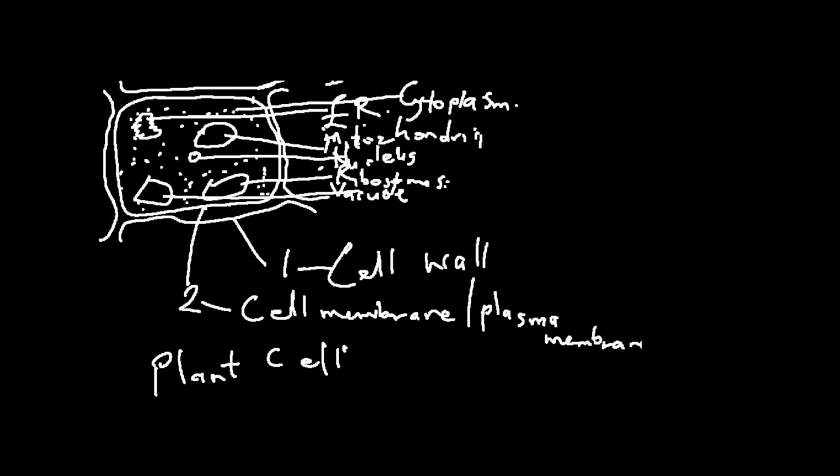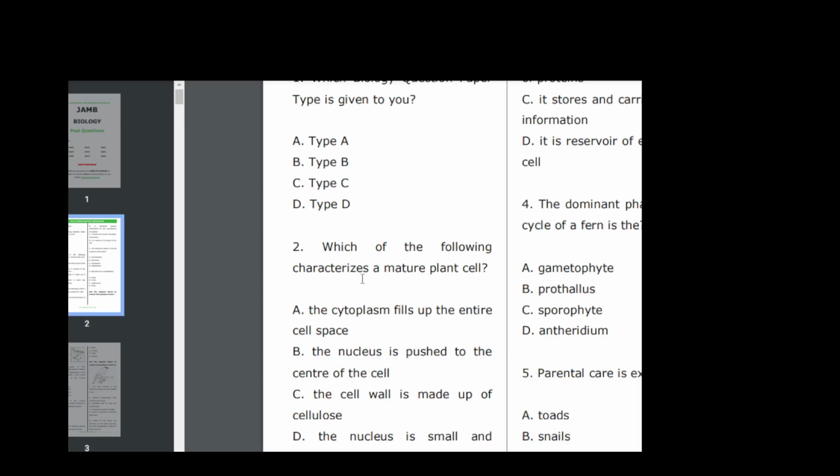So let us go to our question now for us to understand what that thing is saying here. The question says, which of the following characterizes a mature plant cell? The cytoplasm fills up the entire space. So we know that either a plant cell or an animal cell, it must have cytoplasm because it is in it that all the materials should be waiting. And the second option says the nucleus is pushed to the center of the cell. The nucleus can be anywhere. It can be at the center of the cell, either in plant cell or in animal cell.